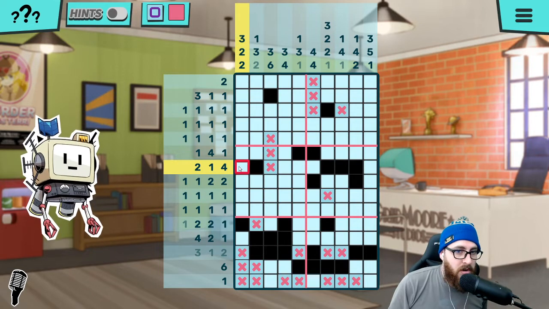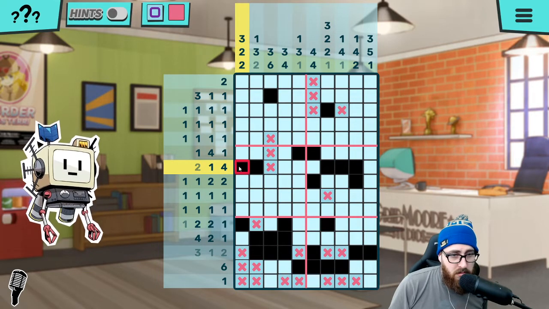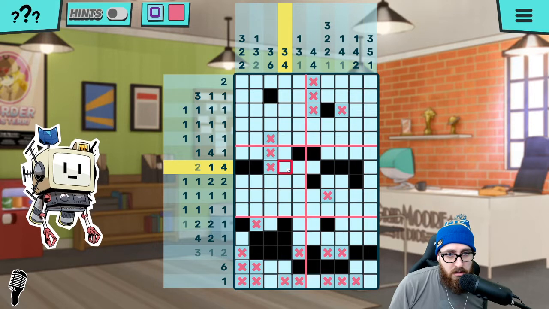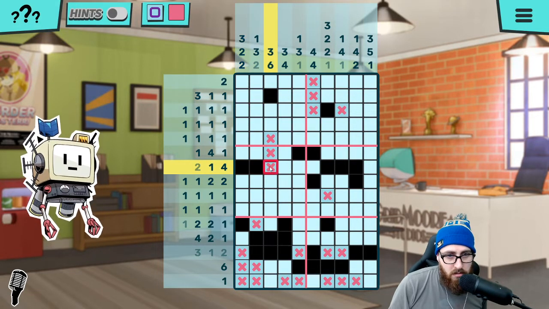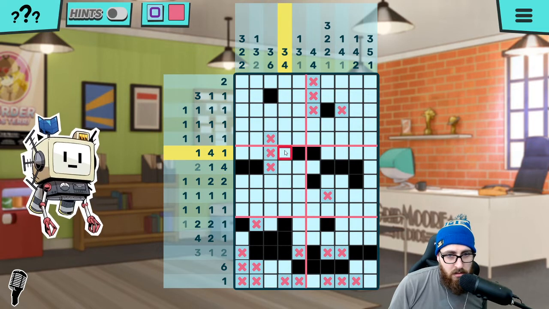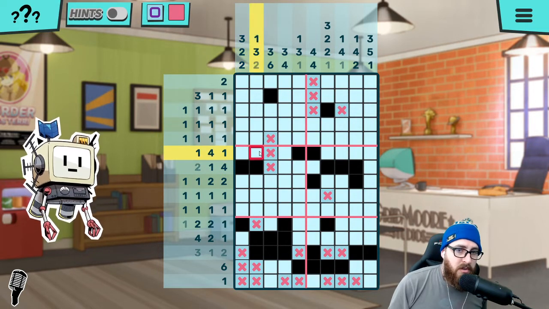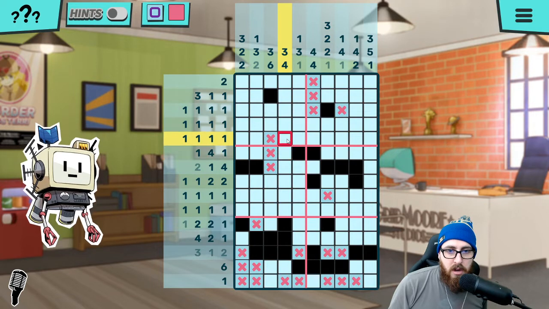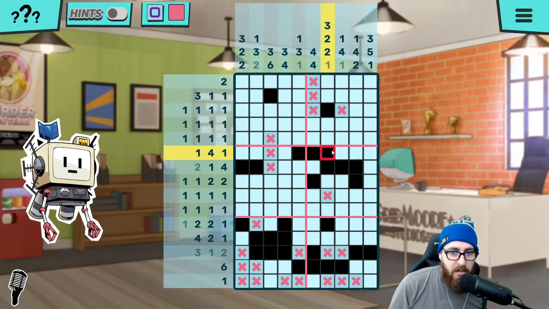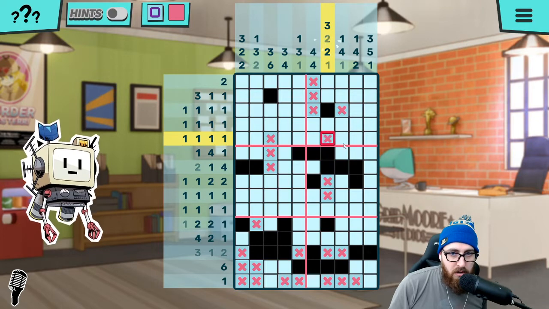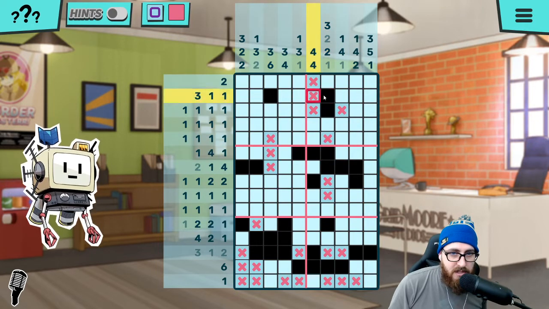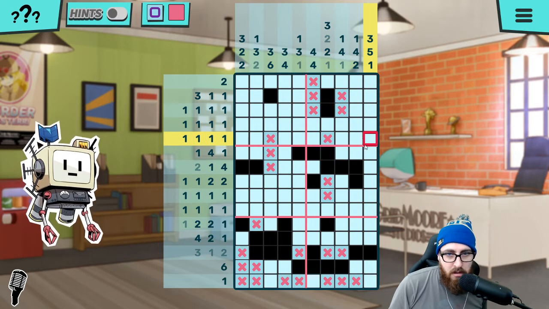Now we can go 2. We know one of these is a 1, and then we know this 4 is either here. So we know this. That can go there. That gives us a 2 here, which we know is done. That gives us this. We know that's a 1.